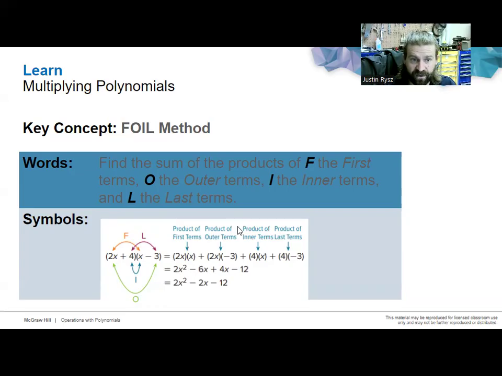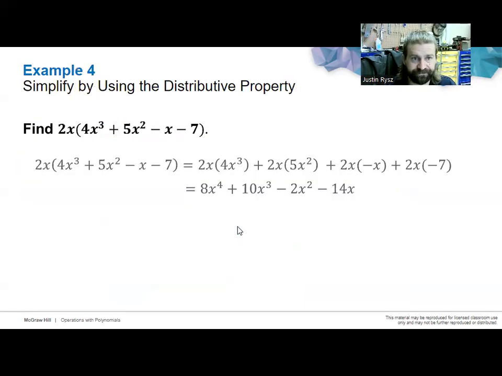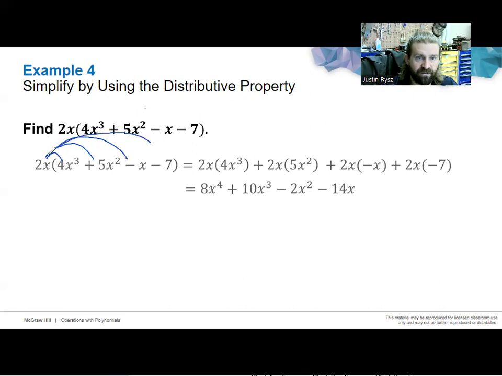Technically, you don't need to do it in that order as long as you do every combination. All right, so here we have to distribute this monomial to those terms, and we just multiply here. Now, you multiply the number in front and then add the exponents together.